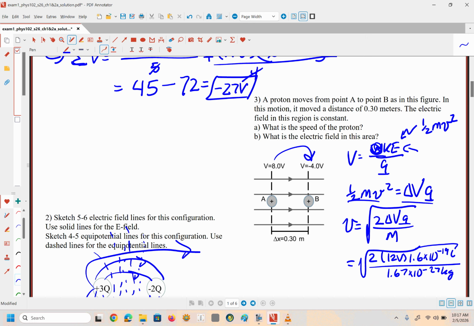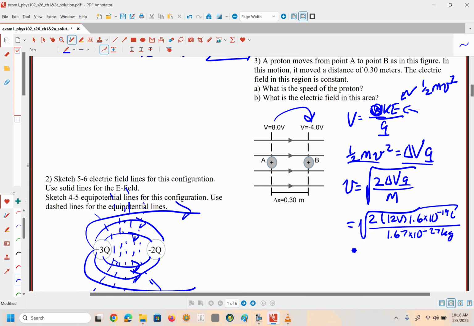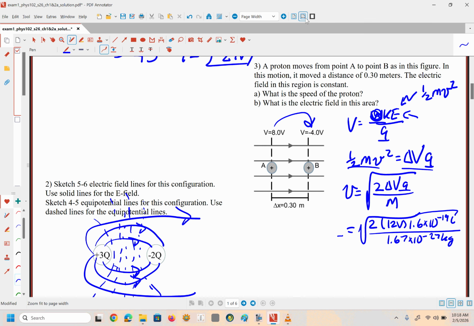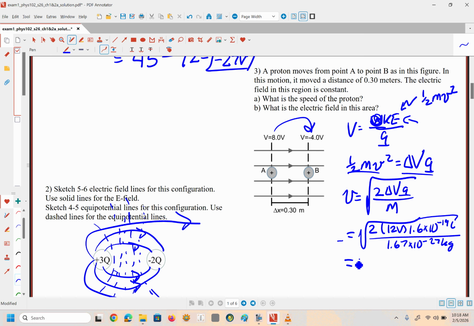I'm pretty sure that's right. I'm going to pause here. Yeah, that's right. Do that, I get 48,000 meters per second. So that's part A. And then what is the electric field?